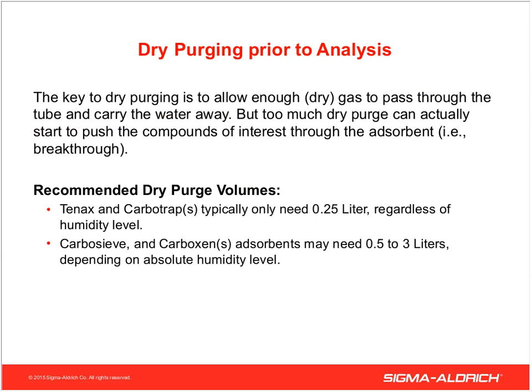So a dry purge is usually referenced as a volume instead of a time. The key to dry purging is to allow enough dry gas to pass through the tube and carry the water away, but too much dry purge can actually start to push the compounds of interest through the adsorbent, i.e. breakthrough. Some recommended starting dry purge volumes: 10X and Carbotrap typically only need 1/4 of a liter regardless of the humidity level, and Carbosieves and Carboxen adsorbents may need 0.5 to 3 liters depending on the absolute humidity level.